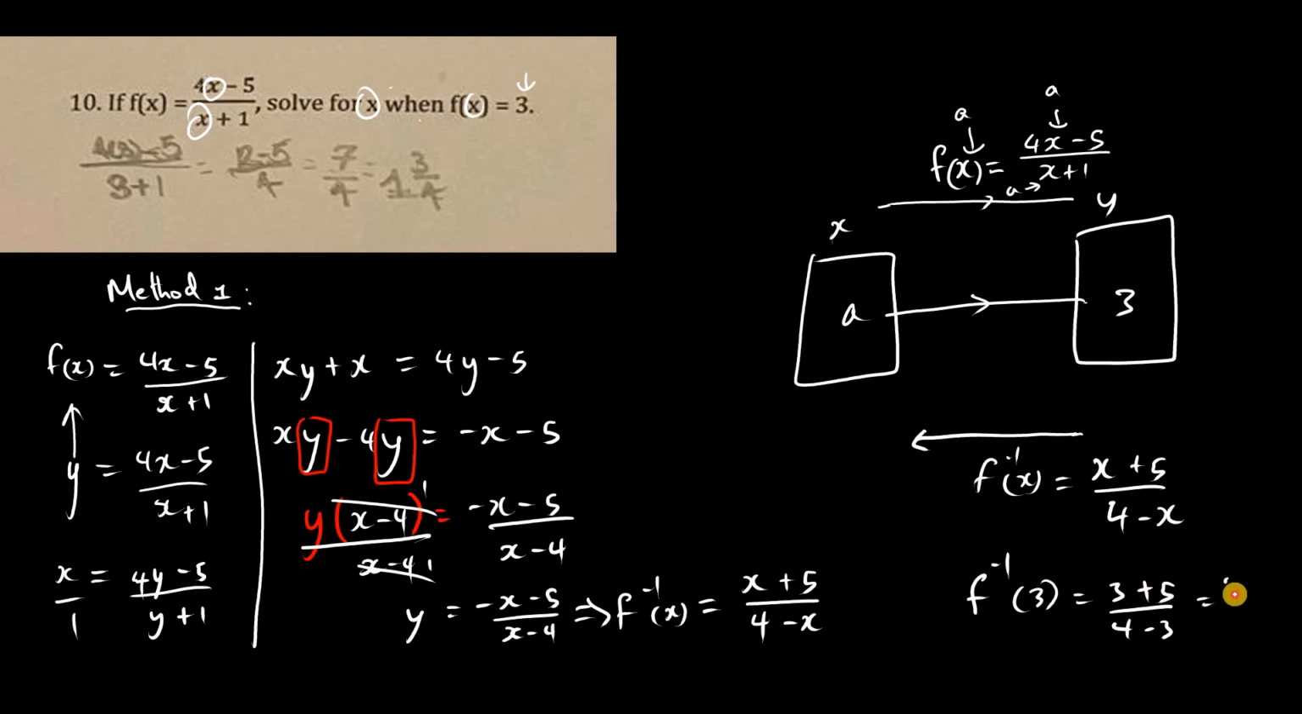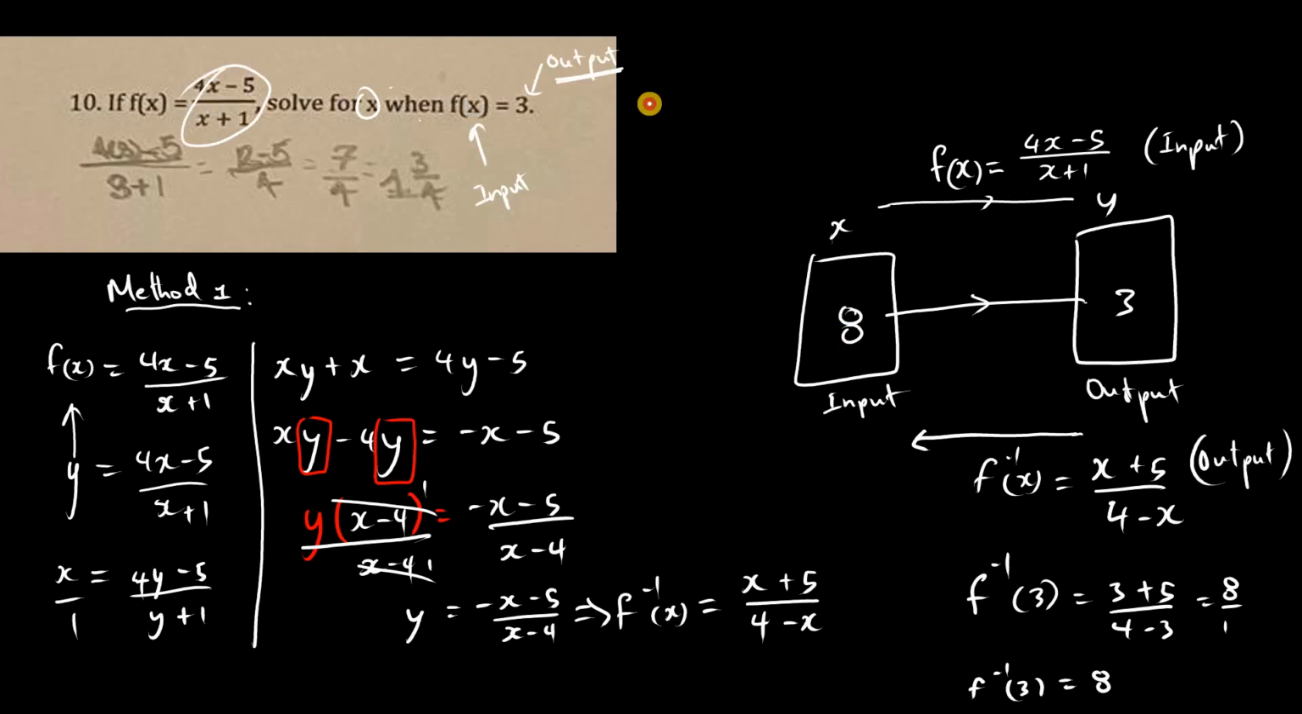Three plus 5 is 8. 4 minus 3 is 1. And so f inverse of 3 is 8 divided by 1, which is 8. So the input value is actually 8. The function is f of x equals 4x minus 5, all divided by x plus 1.